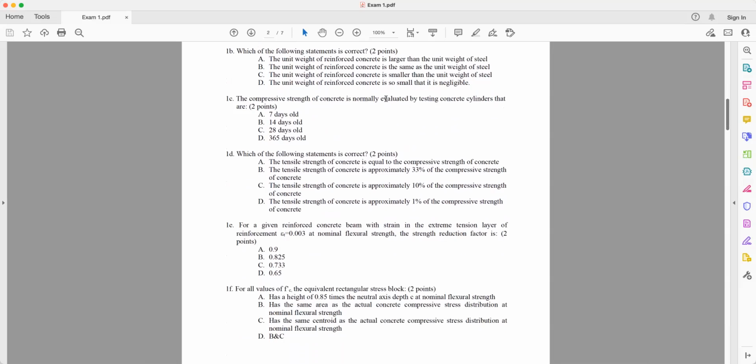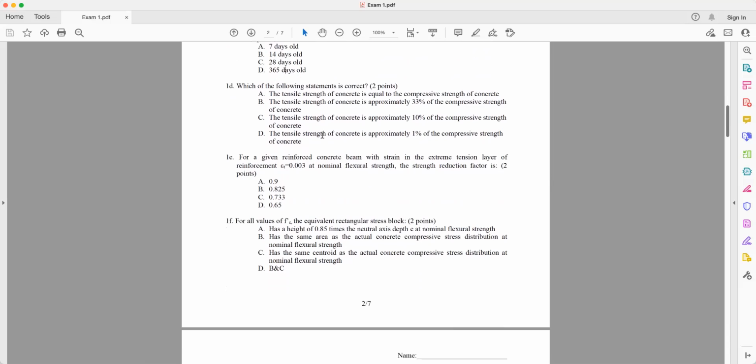Compressive strength of concrete is normally evaluated by testing cylinders at 7 days, 14 days, 28 days, or a year, 365 days. Which one? Well, definitely not 7 days, right? We'll test that, but that's early-day strength. Now 14 is still too early. Not 365, that's just too old, that's for backup, right? So which one is the correct answer?